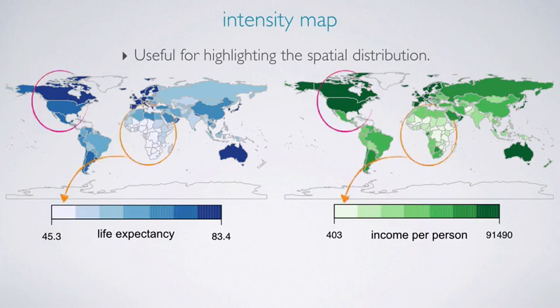For example, we can see that both income and life expectancy are lower in Africa, but higher in North America and Europe.